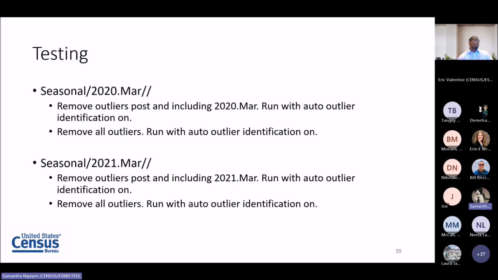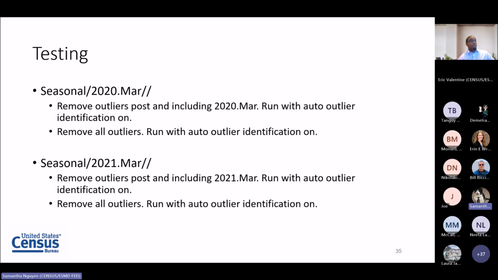Now that we have our data and models, we can proceed with the testing. We use X13 SAM to expedite the process of adding the change of regime and removing outliers. We tested 2 change regimes with dates at March 2020 and March 2021. For our first test, we removed outliers post and including the date. We then ran the models with auto outlier identification on. We then recorded the p-value of the change regime and any auto outliers detected.